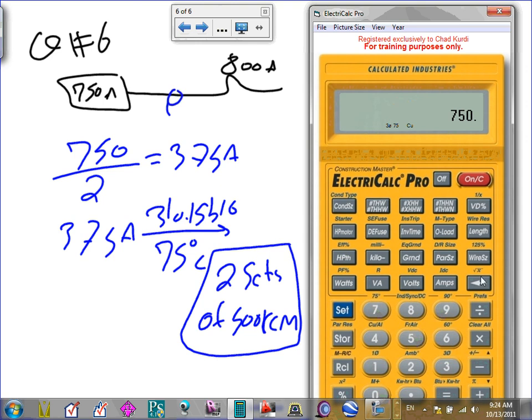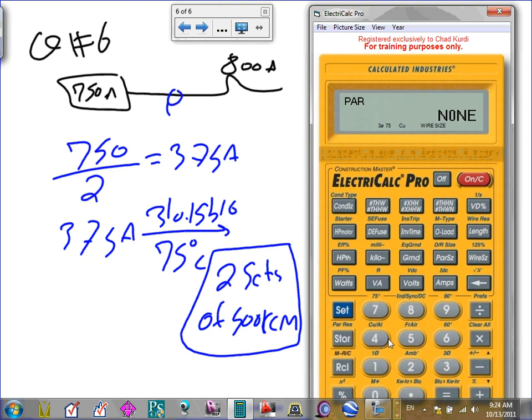Can you guys see that? Here's my amps, and I need 2 conductors. I have 2 conductors, parallel wire size. Would it actually parallel right away? It brought it right. Let's do it.